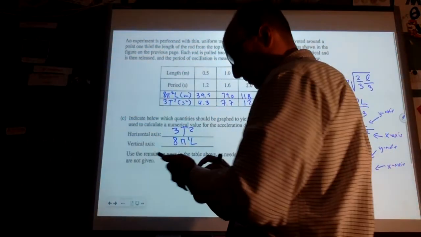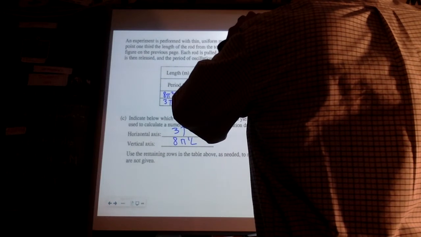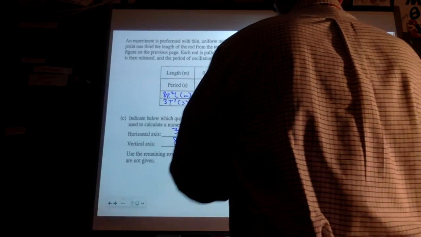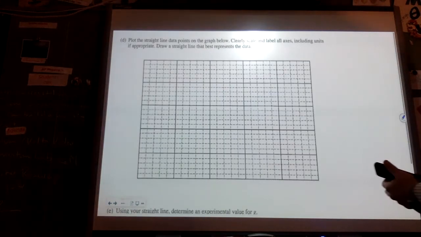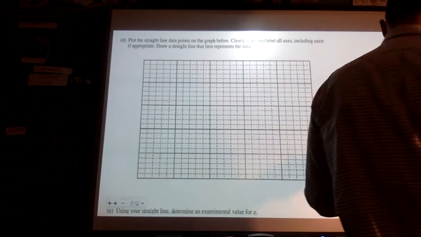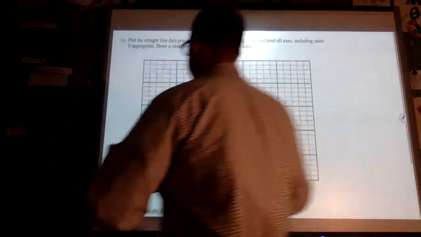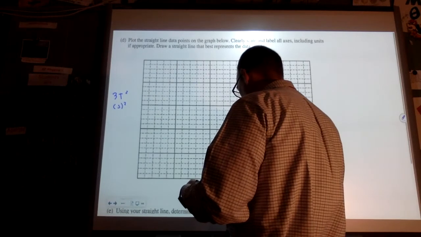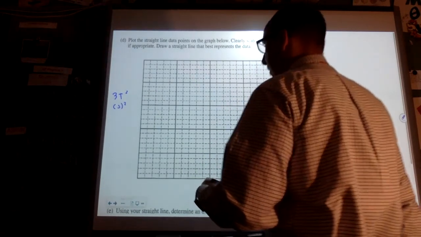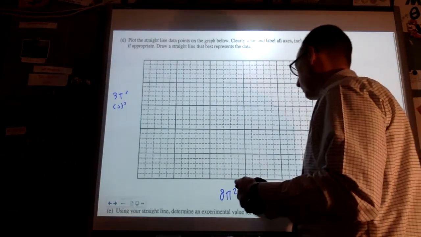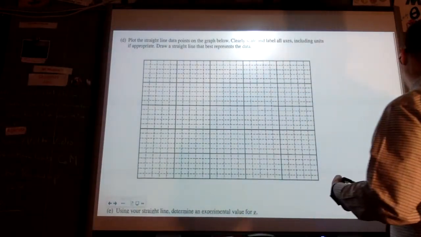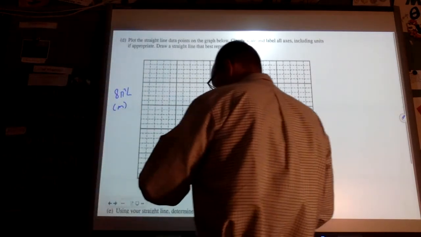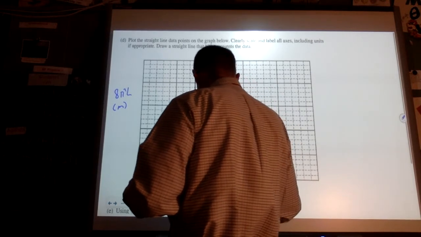All right, I'm going to take a picture of this data. Go on to the next slide. All right, plot the straight line data points on the graph below, clearly scale and label. All right, so my vertical axis is 3t squared. This is going to be second squared. This is going to be 8 pi squared L. Oh, I have that backwards. I cut that part off of the picture. We're looking at 8 pi squared L is meters, and we have 3t squared is second squared.